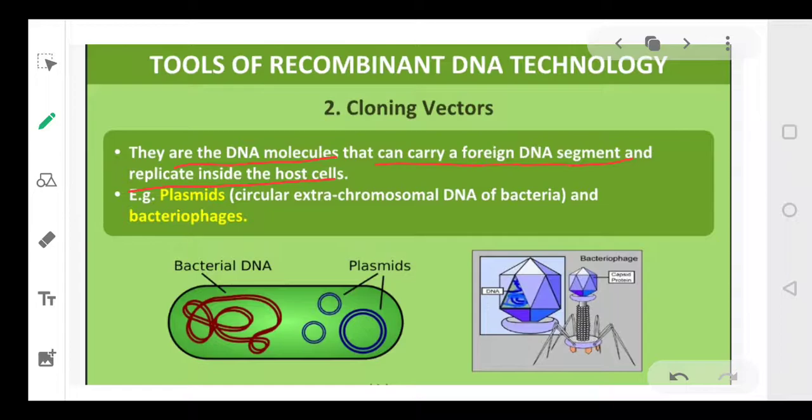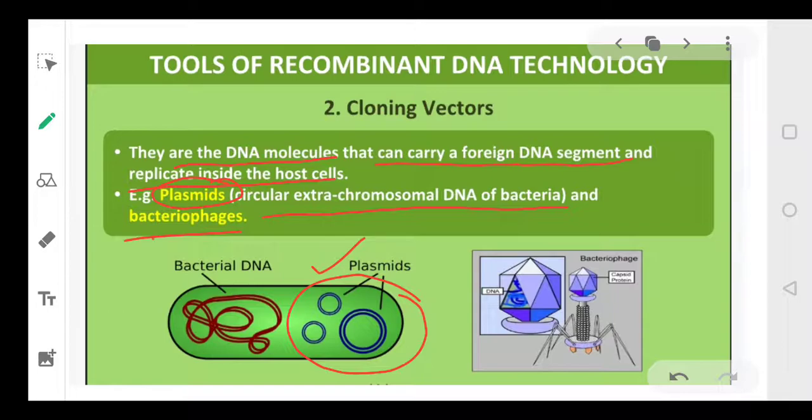We can have two examples here. One is plasmids, another is bacteriophages. Plasmids are circular extra chromosomal DNA of bacteria. As you can see here, in bacteria there is certain extra chromosomal DNA which is present and which is circular. So in your bacterial cells some extra DNA is present which is circular, okay, and that is called a plasmid.